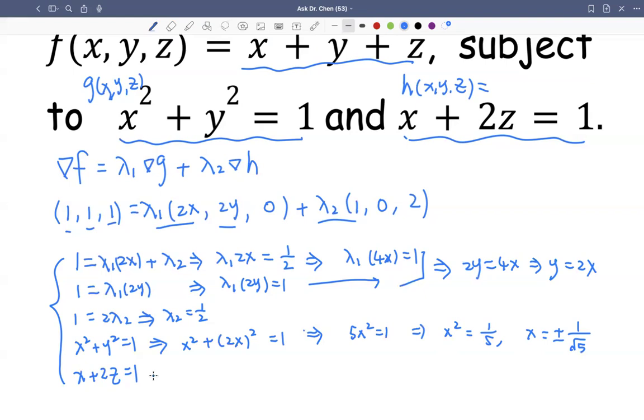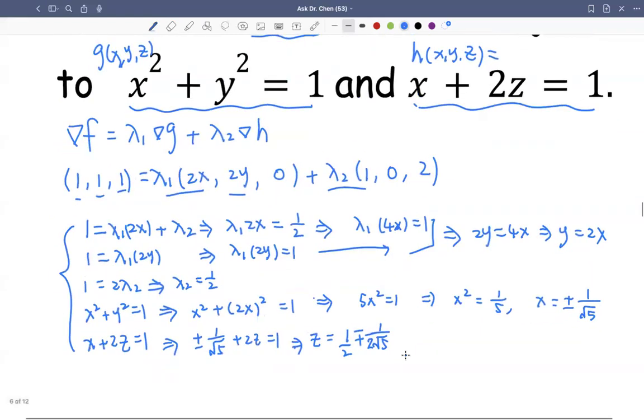Now we plug the value into the last constraint. x equals plus or minus 1 over square root 5, plus 2z equals 1. So z equals 1 minus plus 1 over square root of 5, because once we move it to the other side it becomes minus plus. Then we have to divide by 2 because it's 2z: 1 divided by 2 is a half, and this fraction divided by 2 as well.